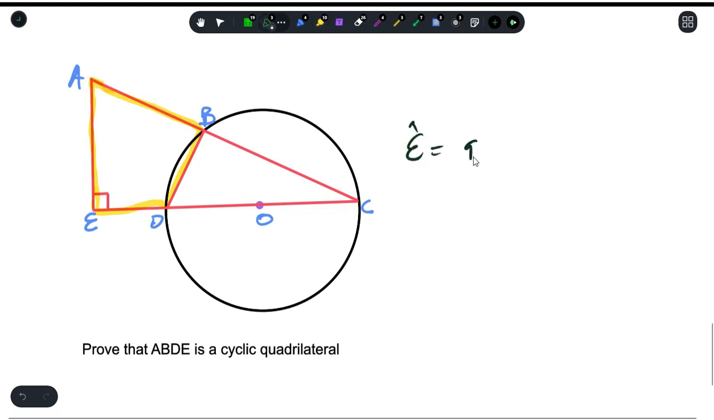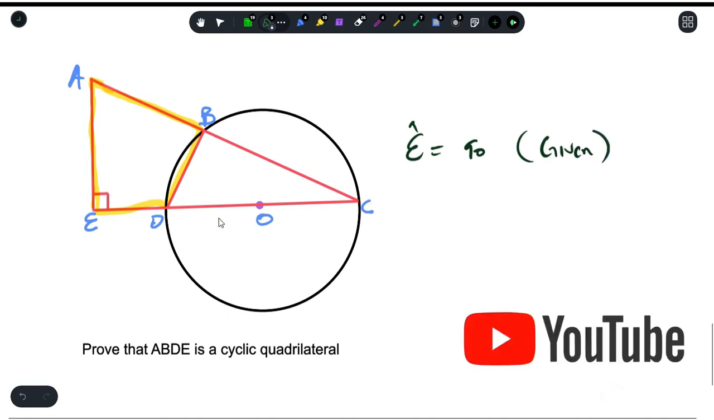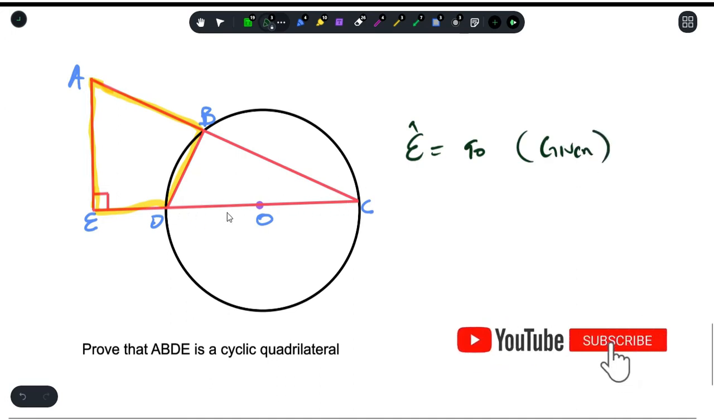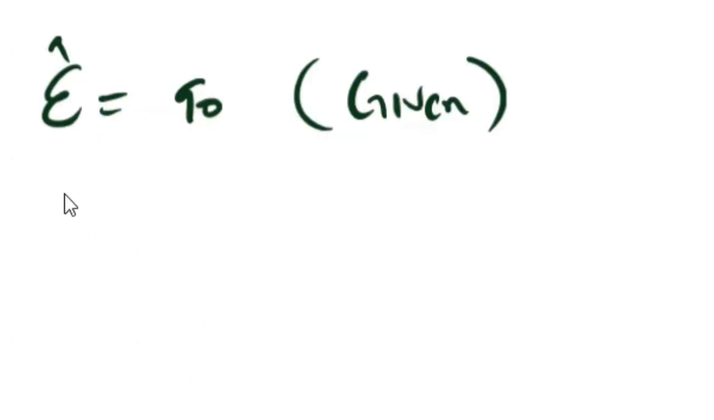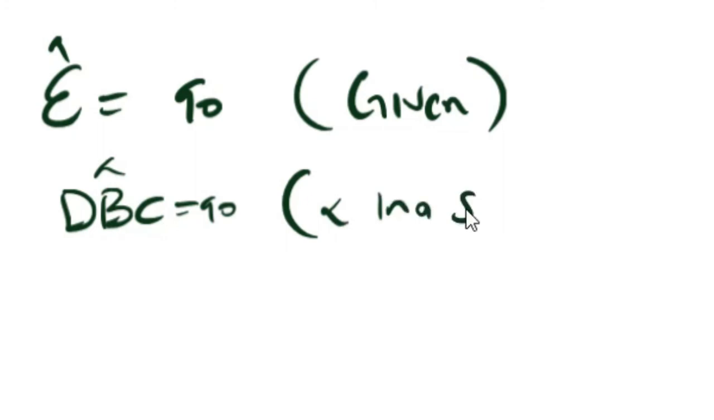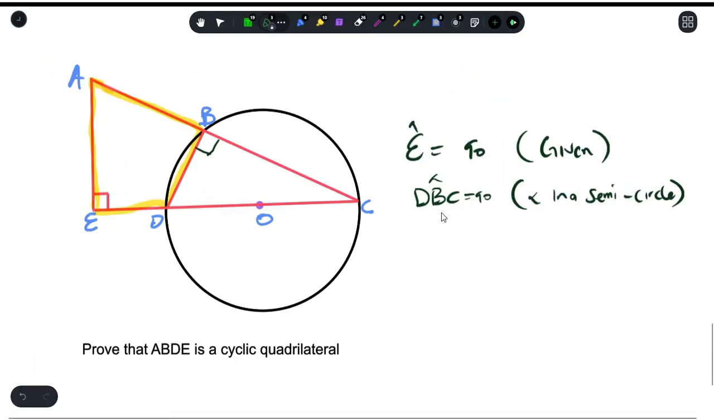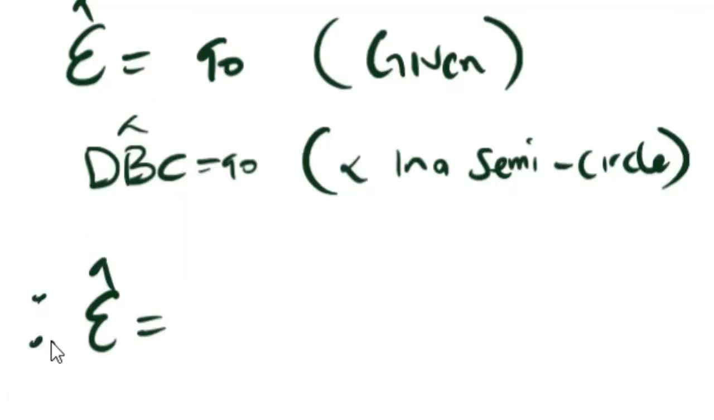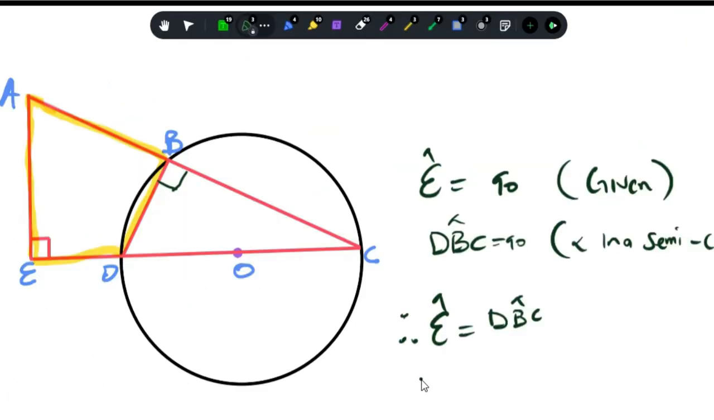E is 90 degrees, and we know that because it was given in the question. Now we also see that we have a diameter. Normally whenever we have a diameter and it subtends an angle, that angle would be 90 degrees. So that is angles in a semicircle. DBC is 90. Now since E is 90 and DBC is also 90, E is equal to DBC. And therefore ABDE is a cyclic quad.